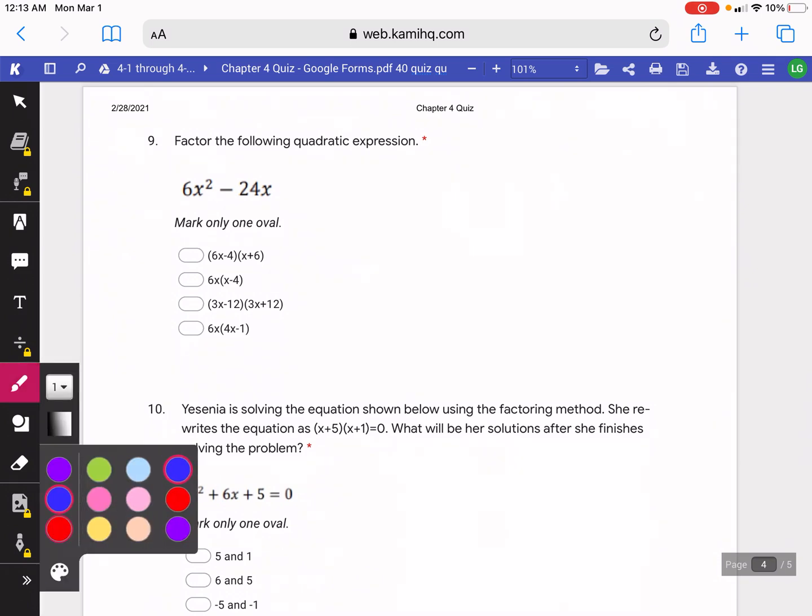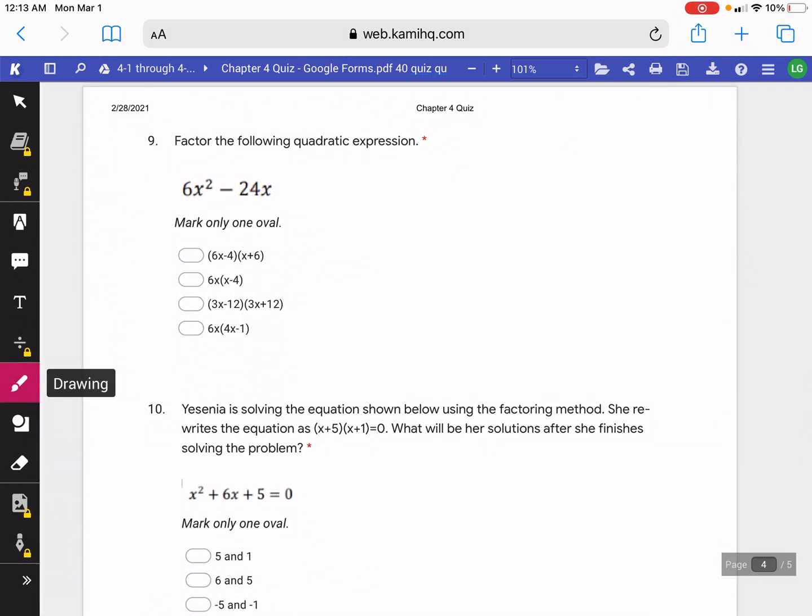The next question was a little bit easier. We're factoring a binomial this time. So this one was a binomial, so we didn't have to do any fancy methods. Here we just had to look for the greatest common factor.